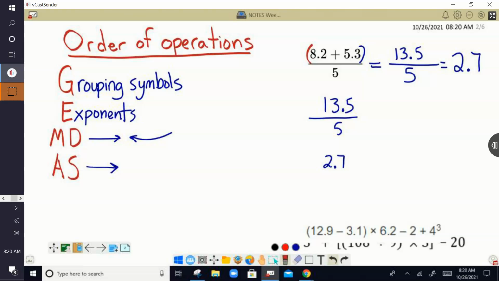So that is the basics of the order of operations, and I worked out some of the problems so you can see them in action.